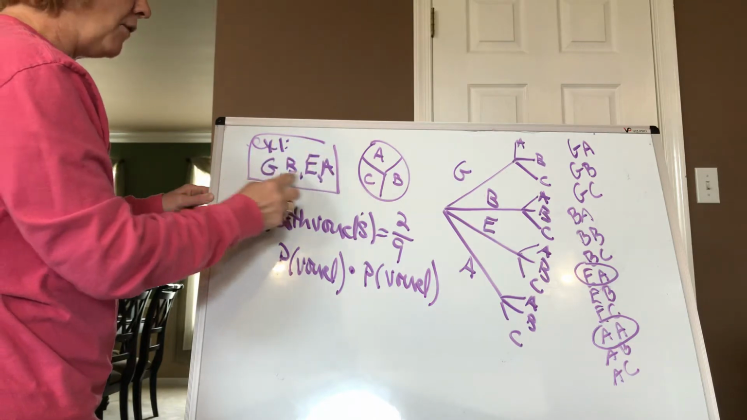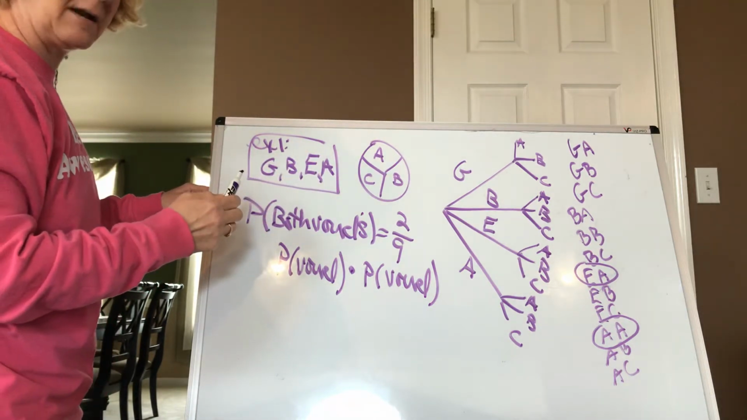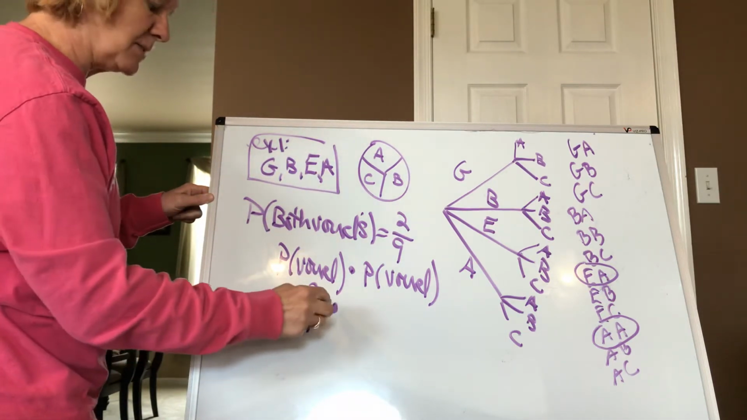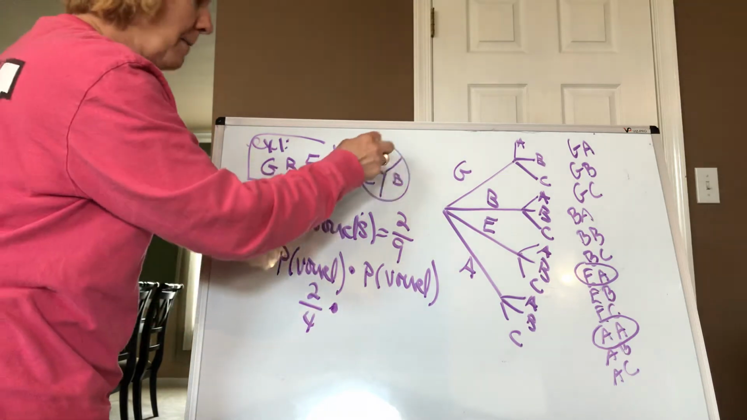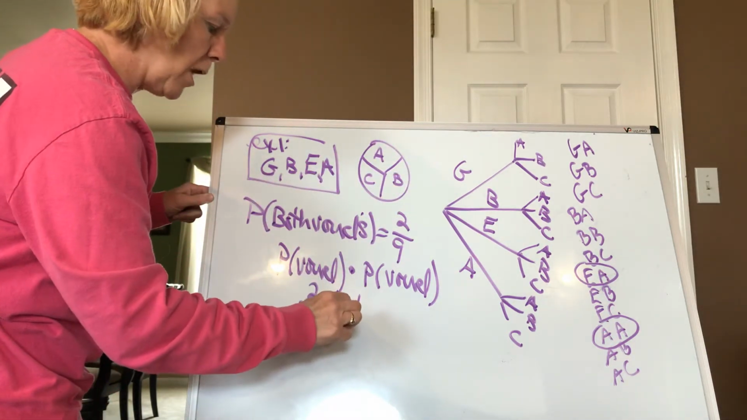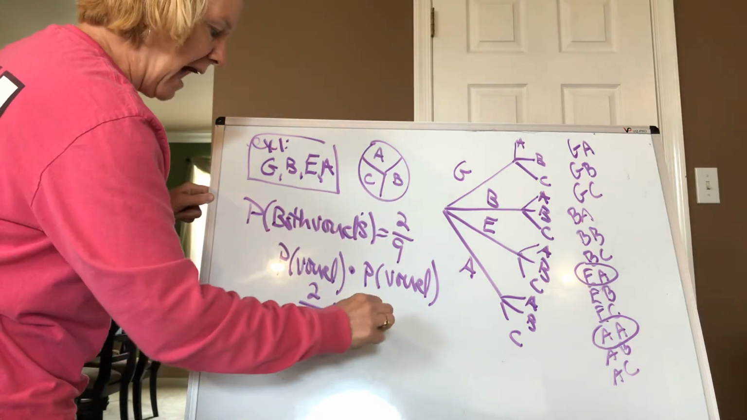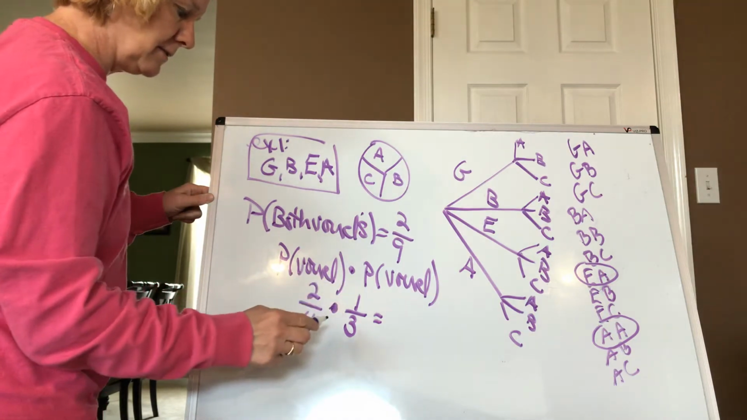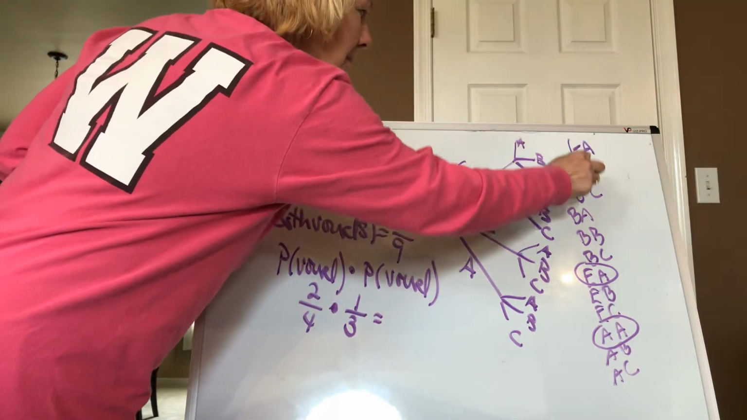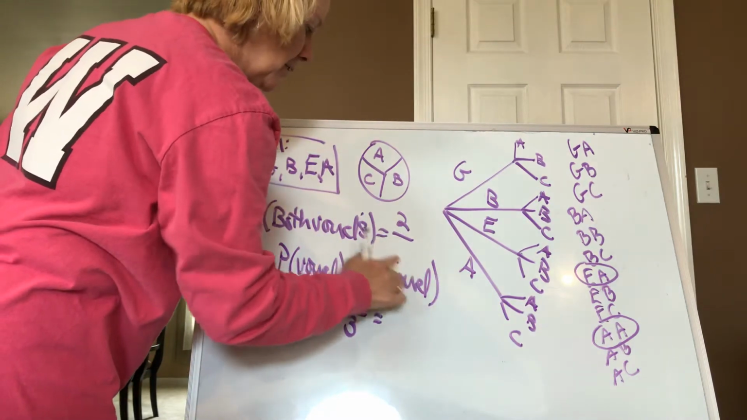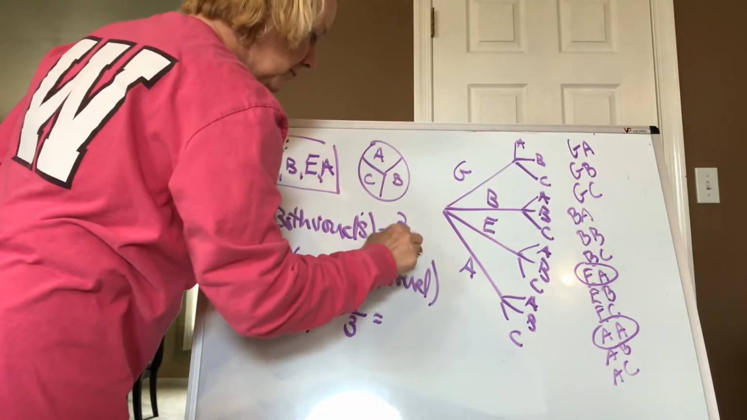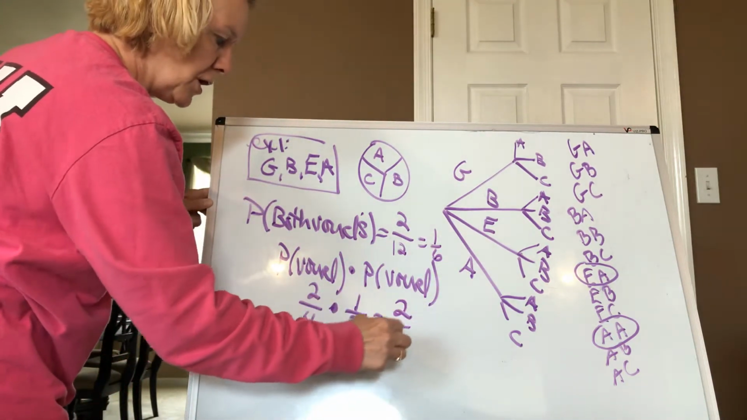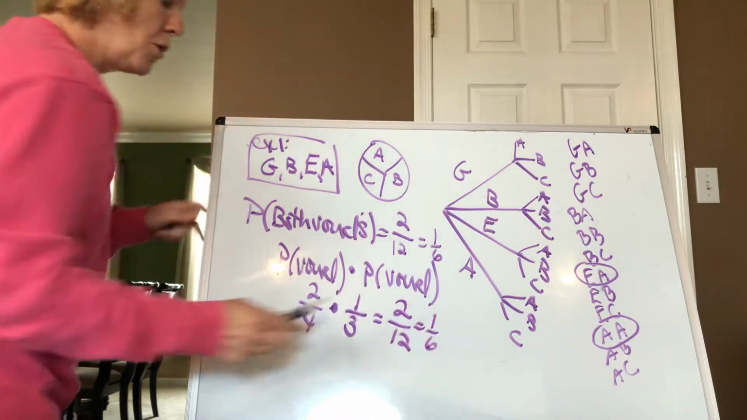Probability of getting a vowel out of this group, this is simple probability like we did last week, is 2 out of 4 times, you always multiply. What's the probability of getting a vowel here? 1 out of 3. And if you multiply this, you multiply straight across. Oh, you know what? I'm a knucklehead. There's not 9 possibilities here. There's 12. 2 out of 12, which is 1/6. When I multiply this, I get 2 over 12, which reduces to 1/6.